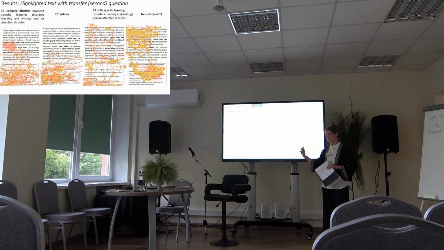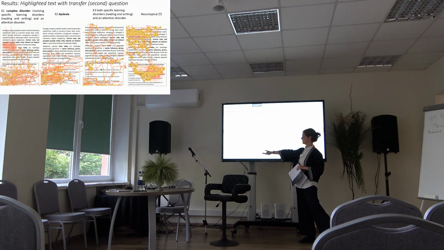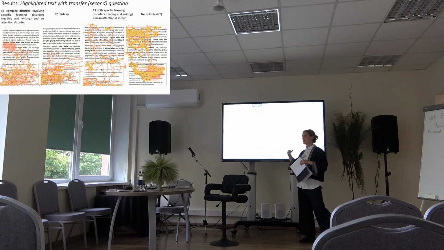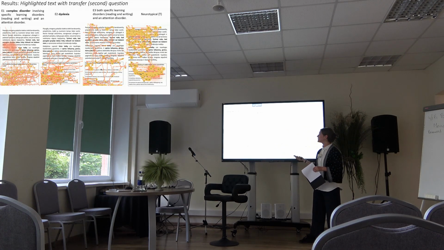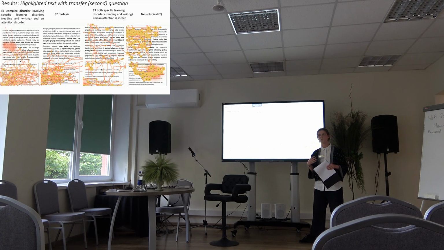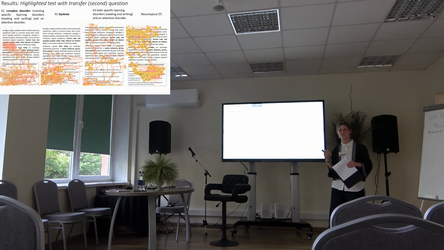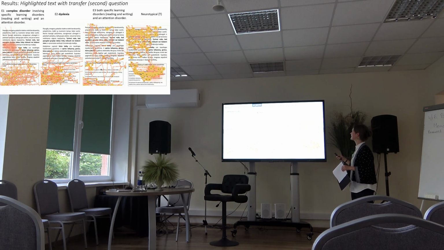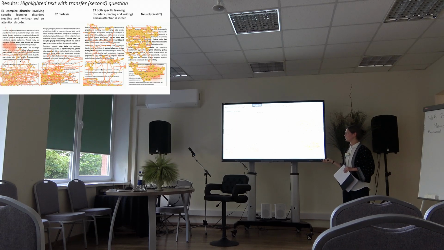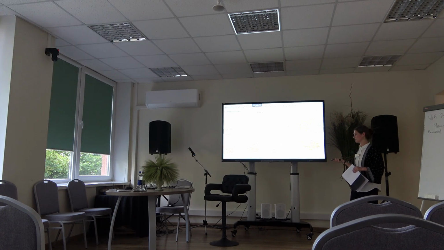Same text, but look at the dyslexic student. She or he before made all the reading, chaotic reading, but it looks like that highlighted text made more focus on it. So for the second question, she or he didn't need to read again. So what I want to say is that highlighted text is very good for dyslexic students. I don't know why neurotypical students should read again. Maybe transfer questions were more difficult for them.